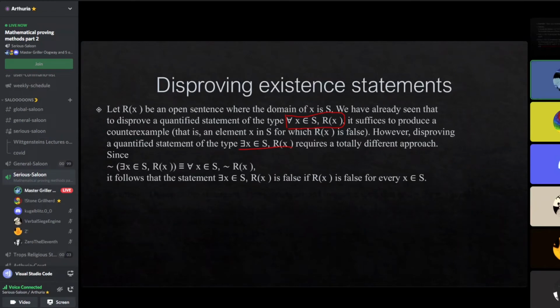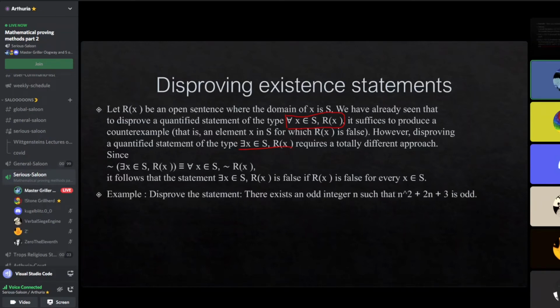And if we manage to show this, we have disproven the existence statement, because we have shown the existence statement to be false. The very easy way to show this is by an example. If you have been here for the previous, introductory lecture, you are already familiar with this.